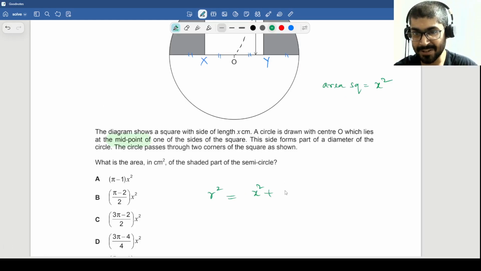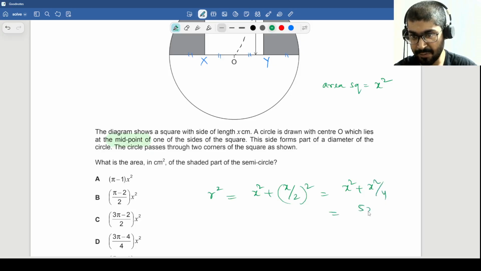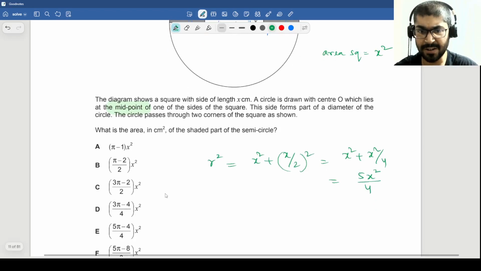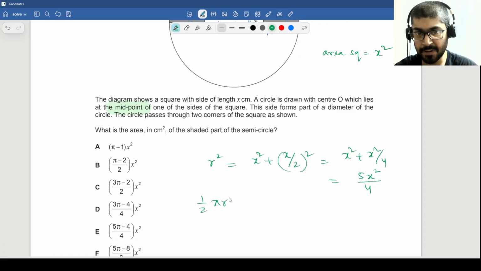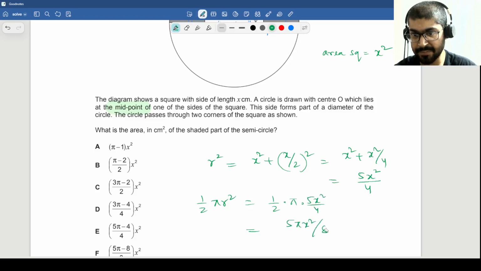So x square plus x by 2 whole square, so this should give you x square plus x square by 4, which is basically 5x square by 4. Now area of the semicircle will be half pi r square, right? So half pi r square, that will give us half into pi into 5x square by 4. So this is basically 5 pi x square by 8.